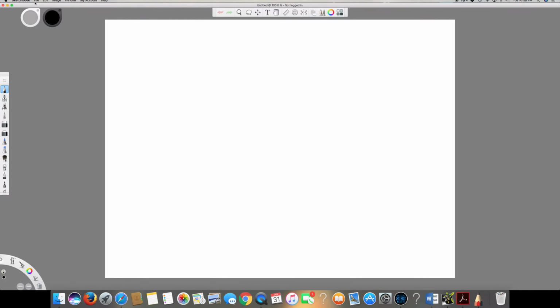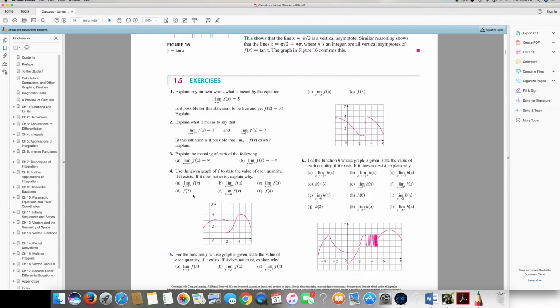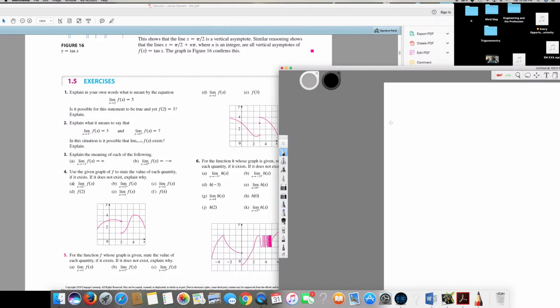The first question is asking the limit of f of x as x approaches 2 minus. The 2 minus means the graph is reaching the x value from the left side. When the graph comes to x value 2 from the left, what is the y value? That's the question. For 4a, the answer is 3, because if you extend this line, it's going to be 3 on the y-axis. So the first answer is going to be 3.